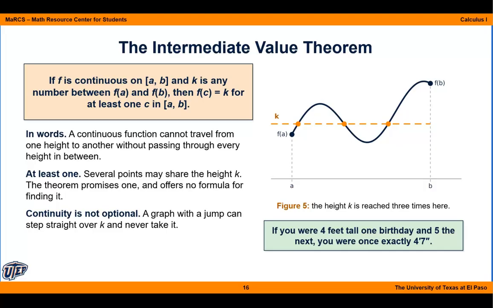If you were 4 feet tall at one time and later became 5 feet tall, then at some moment in between you were exactly 4 feet 7 inches tall.